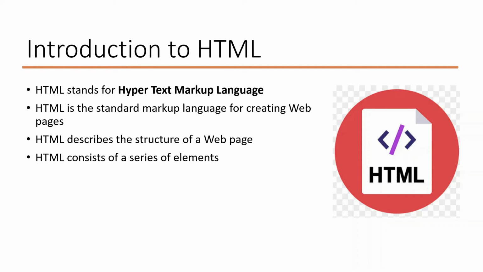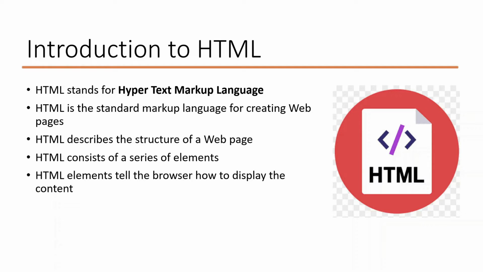HTML consists of series of elements. So whatever you see on the UI, all the elements like paragraph, text, images, links, all are HTML elements. HTML elements tell the browser how to display the content. We write HTML element using something called tags, which we will see in the upcoming videos. So those elements tell the browser how we can display the content.